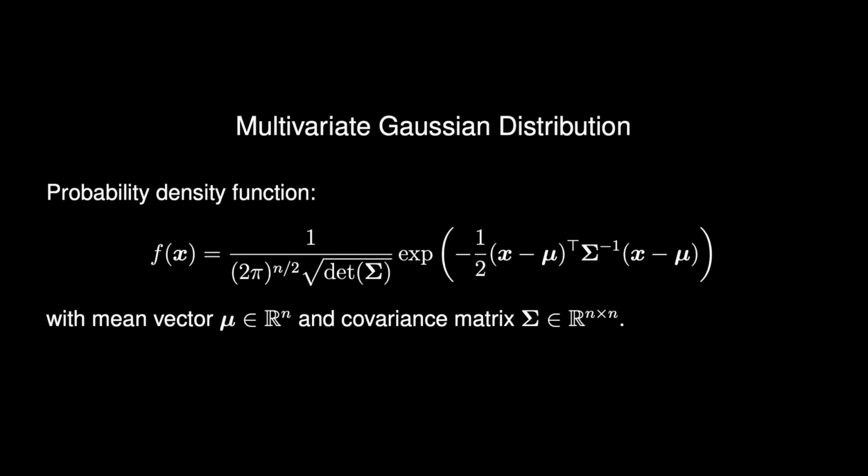The multivariate Gaussian distribution generalizes the Gaussian distribution to n dimensions. The probability density function depends on a mean vector mu and a covariance matrix sigma, which together capture the center and the shape of the distribution.